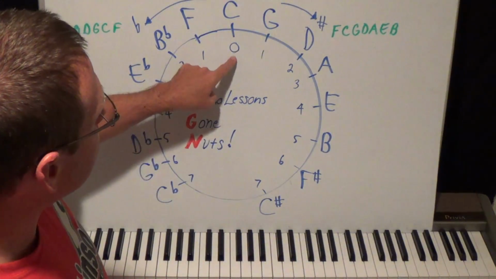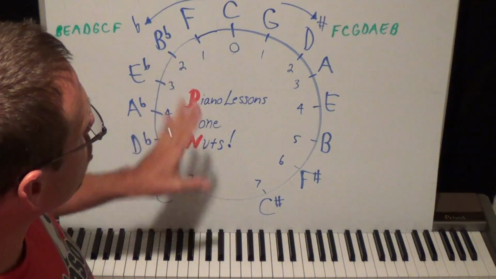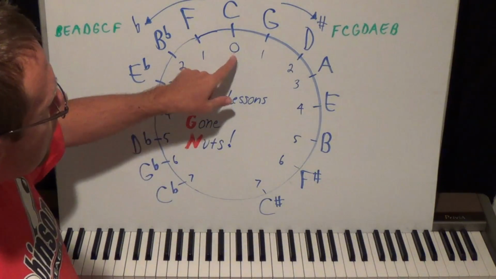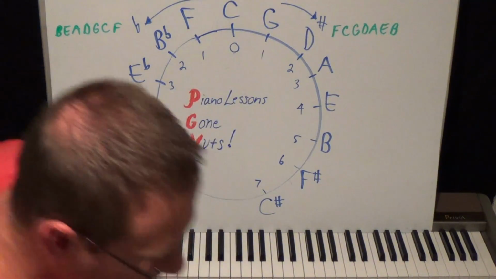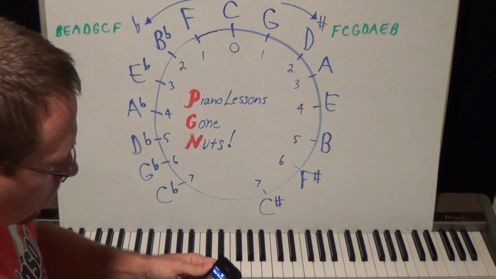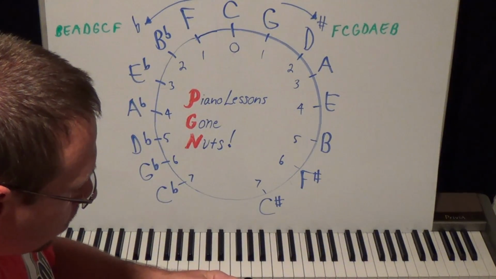So we know C is 0, or it's neutral. It has no sharps, no flats. As we go to the key of G, look, I have the number 1. I already wrote it in here.